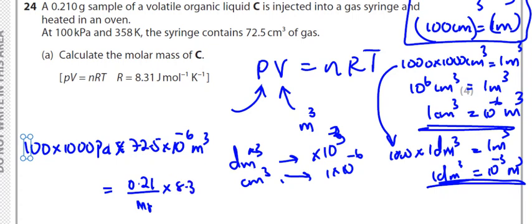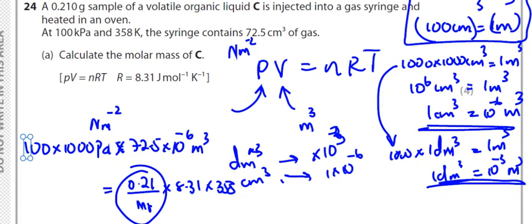R is 8.31 and temperature is given in Kelvin, 358. So moles I took as mass over molar mass, right? So you can see whether your units get cancelled now. Pascals is Newton per meter squared, right? And here you have Newton per meter squared. This is meter cube, this is moles, and you have joules per mole per Kelvin, and temperature in Kelvin. So Kelvin cancels, right? Per mole cancels. Newton per meter squared times meter cube is Newton meters, which is joules.